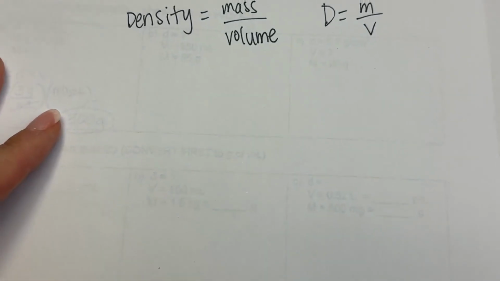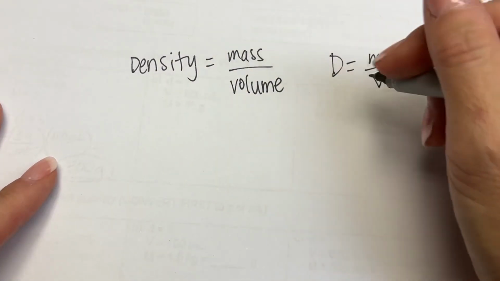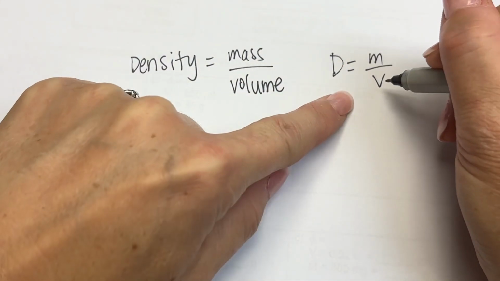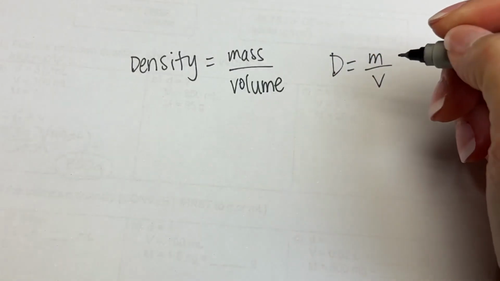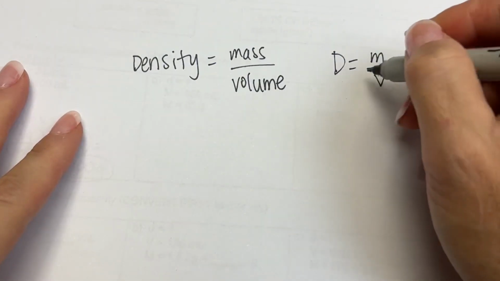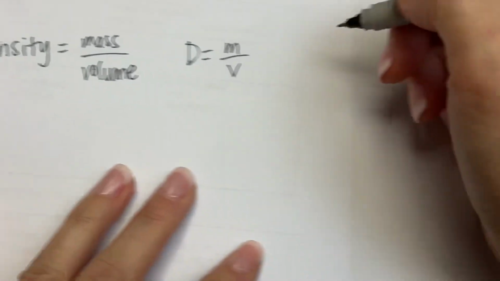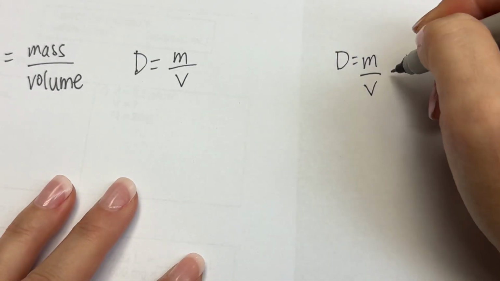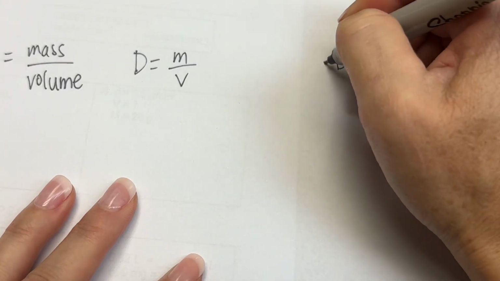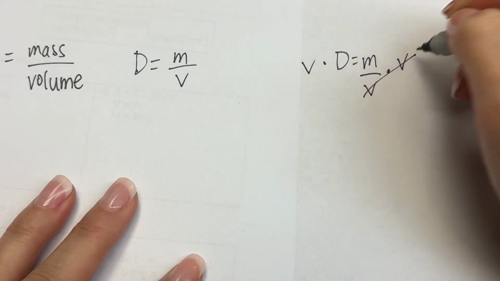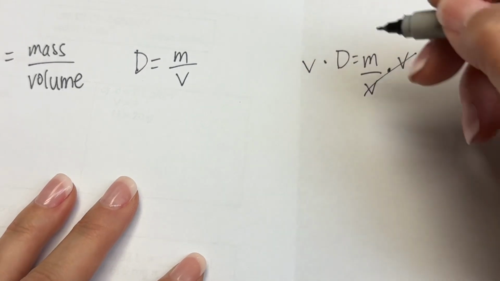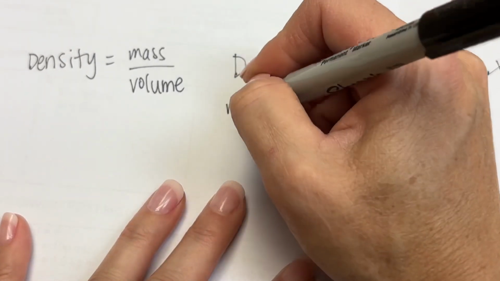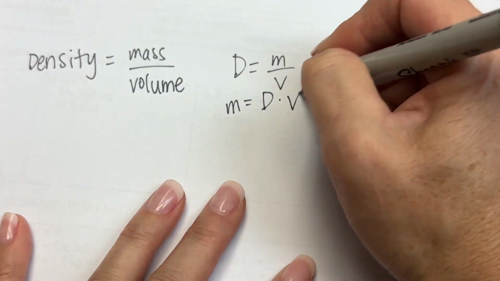Now, in order to get the equations to help solve for mass and volume, we are going to need to manipulate this equation here. So one way that we can do that, we can write D equals M over V and multiply both sides by V. That will leave us with M equals D times V. So we're going to put over here M equals D times V.